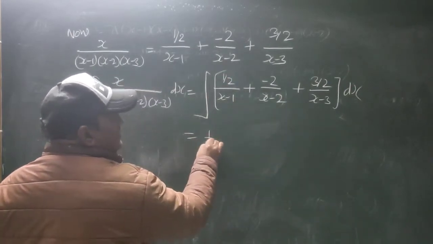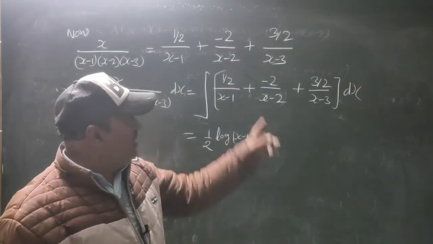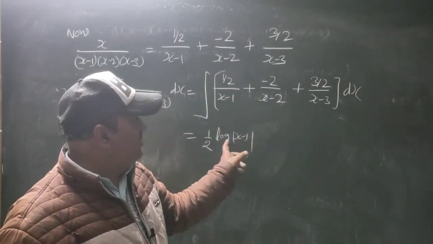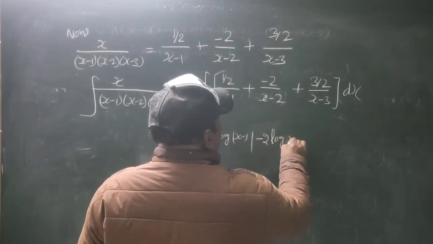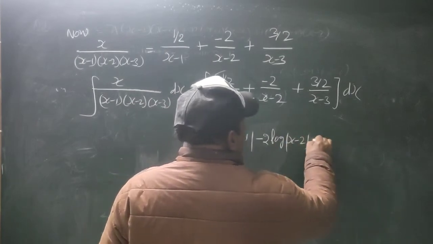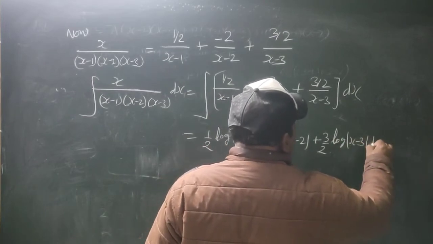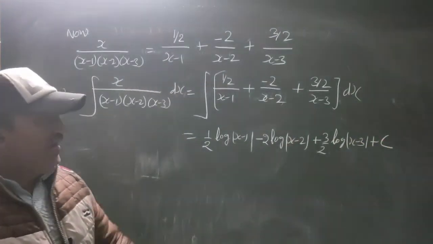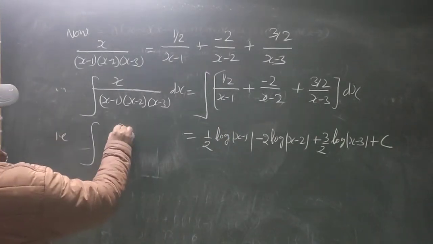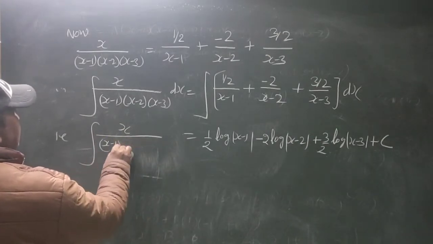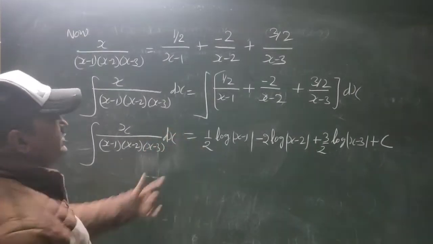And that is equal to 1 by 2 into log of modulus x minus 1, because integration of 1 upon x minus 1 is log of modulus x minus 1, minus 2 into log of modulus x minus 2 plus 3 by 2 into log of modulus x minus 3 plus constant of integration c. This is the answer of this question. Therefore, integration of x upon (x minus 1)(x minus 2)(x minus 3) dx is equal to this.